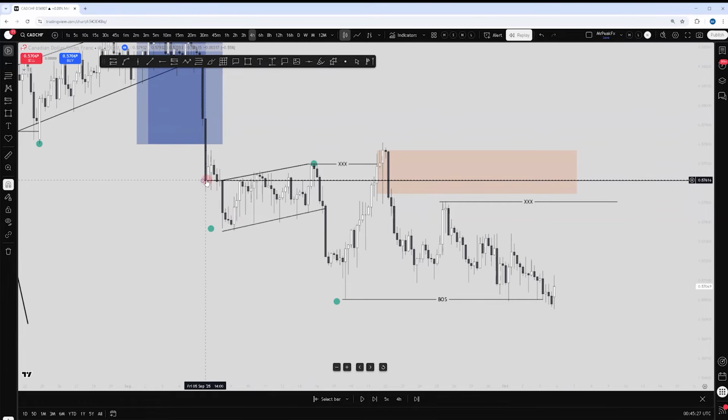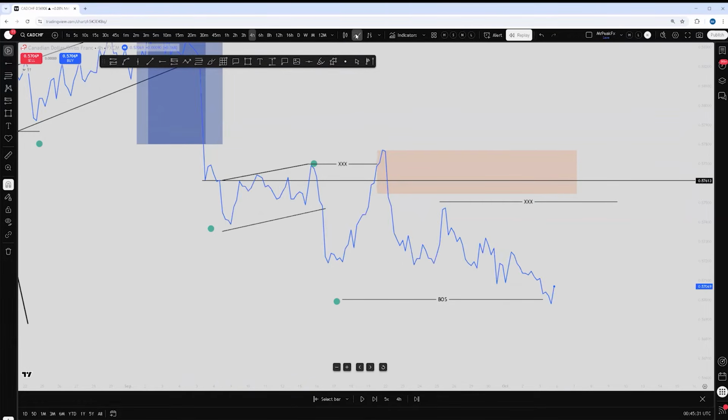This is a very nice level. If you go to the line chart, you will see it. This was a support. What happened? Price broke it, reacted, took it downward. Price went, reacted from it, broke it again, came to react. This is a very key level. It's a nice key level that I would want to set as my entry.